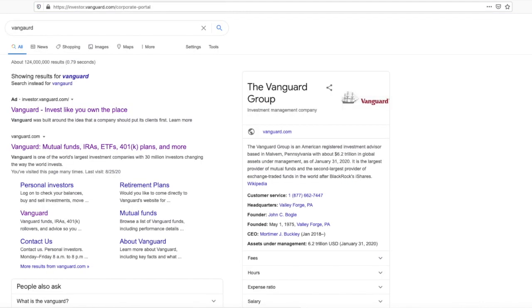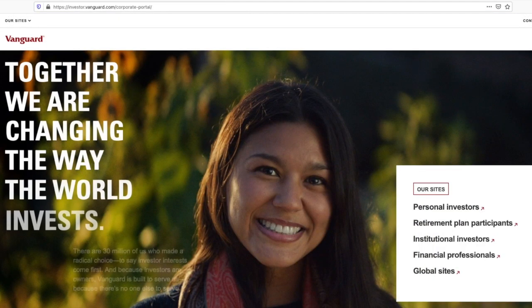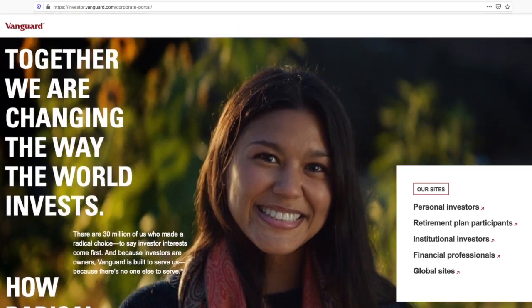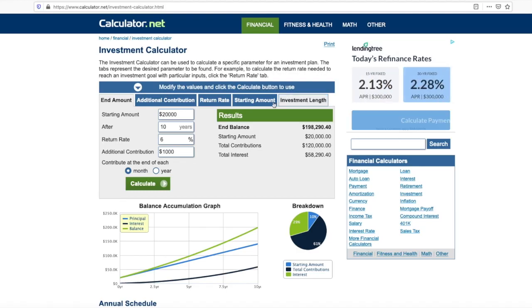Okay, and now if you would like to see the Vanguard website, here it is. I can make another video on that in the future, but that's just what it looks like. So just sign up on there. Now we're going to go to investment calculator. Just type in investment calculator on Google. I'll leave the link in the description down below for y'all.